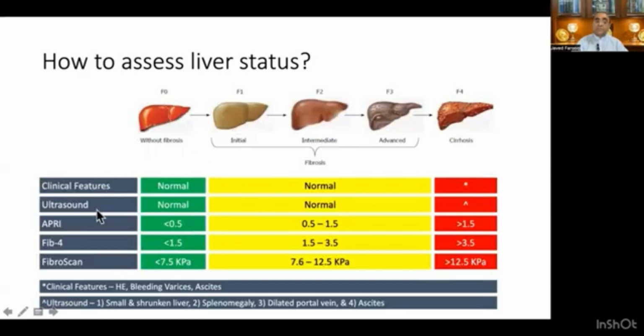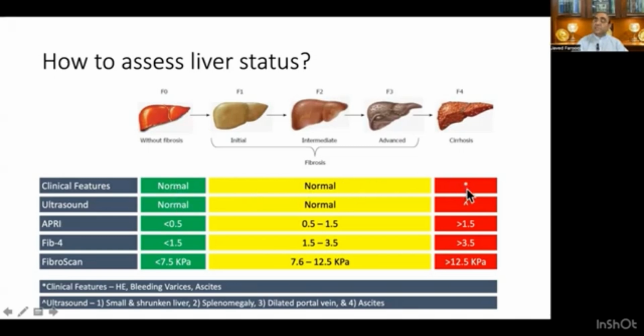With the help of these, we divide the liver status into whether the patient's liver is without fibrosis, a fibrotic liver, or a cirrhotic liver. These are the clinical features. In the case of a normal liver, there will be no features of cirrhosis. The ultrasound will be normal. APRI, FIB-4 and the FibroScan values will be these ones. This is the green group, and the patient's liver is normal.